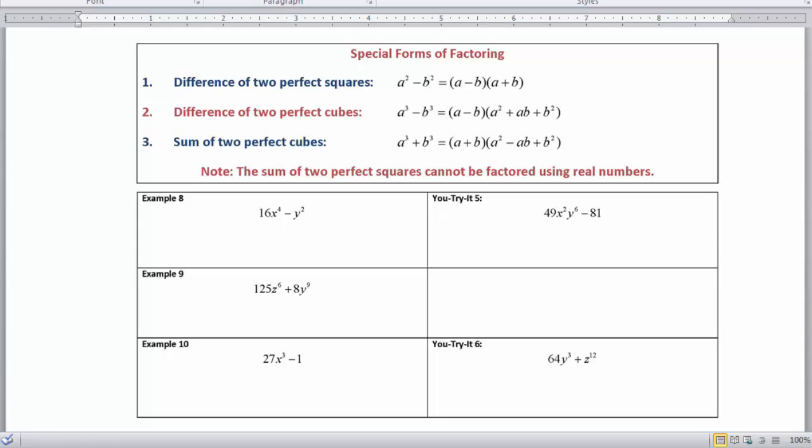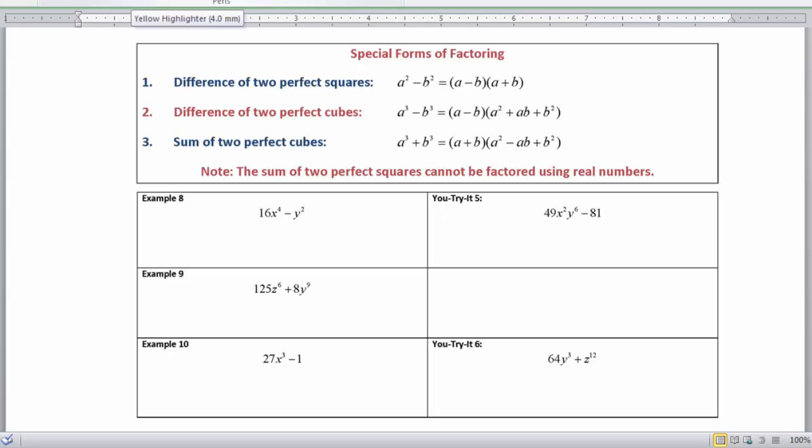The first two types of factoring we dealt with in these sections, the x squared plus bx plus c and the ax squared plus bx plus c, were just processes that you would follow to factor those, right? Now here we have special forms of factoring, and you kind of just have to memorize these. I mean, there's really no way around it.